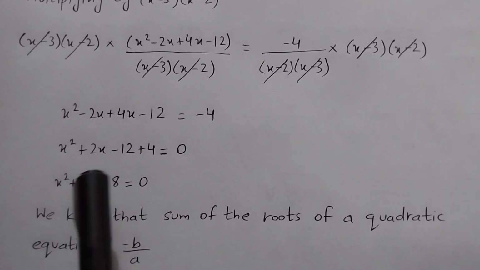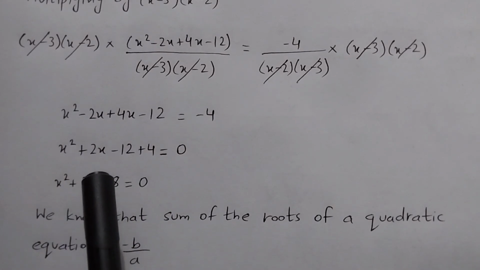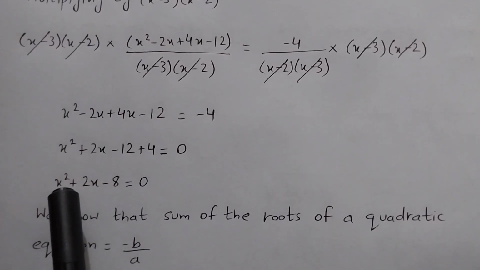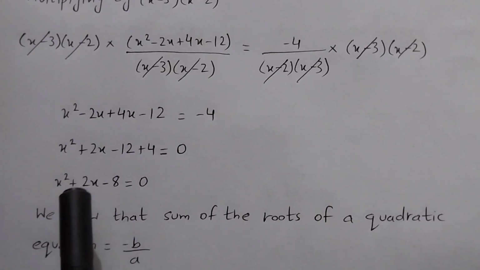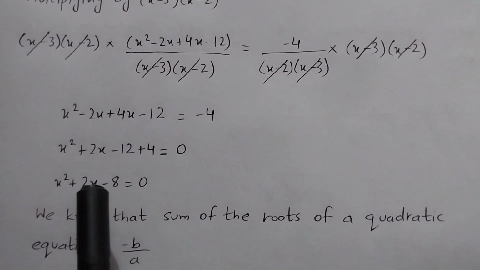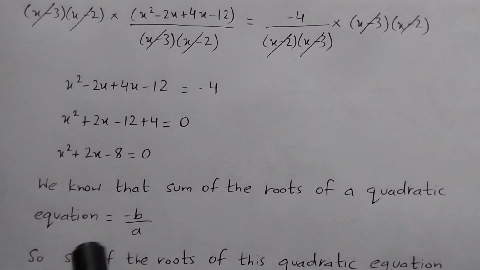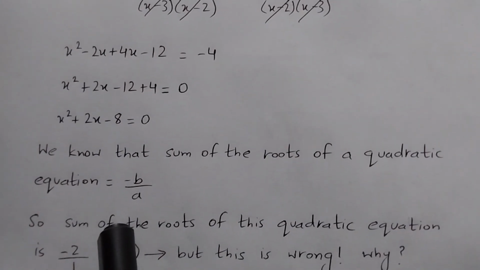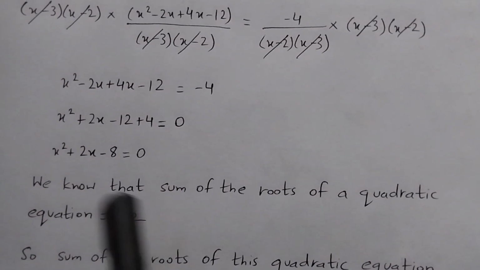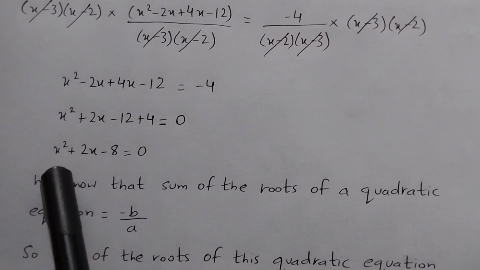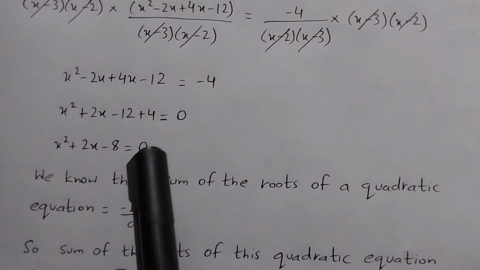But we can find the sum of the roots of this equation without finding those roots, because we have a formula for that, and the formula for the sum of the roots of a quadratic equation is simply minus b over a. So minus b over a in this case is minus 2 over 1, because b is 2 and a is 1, so we get minus 2 over 1, which is minus 2.